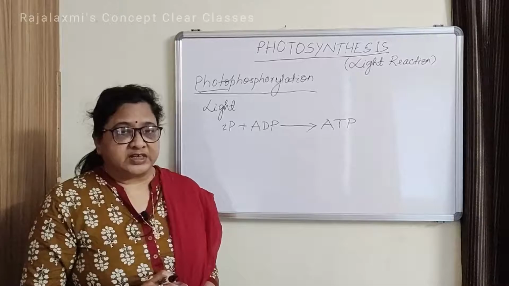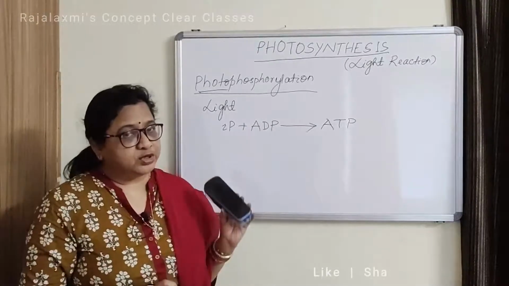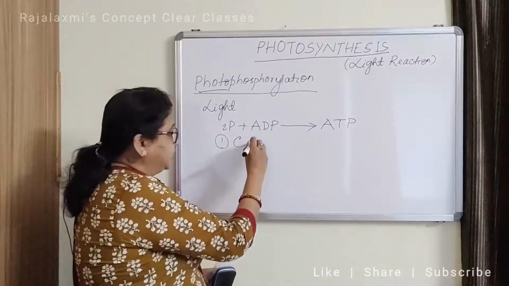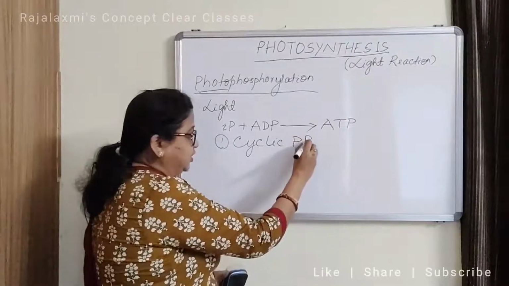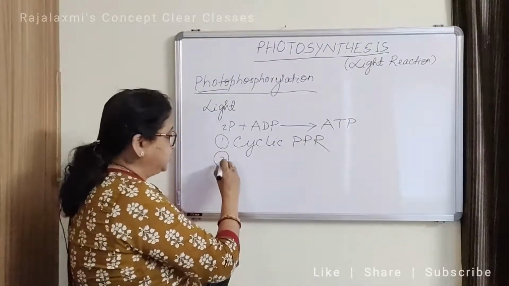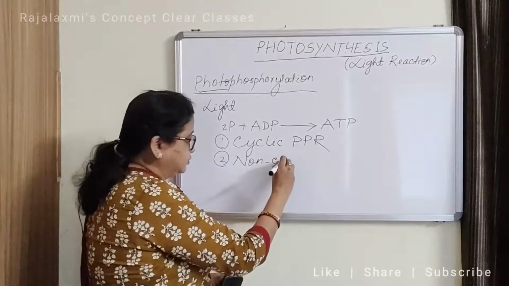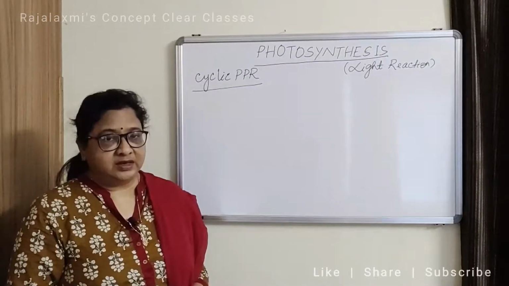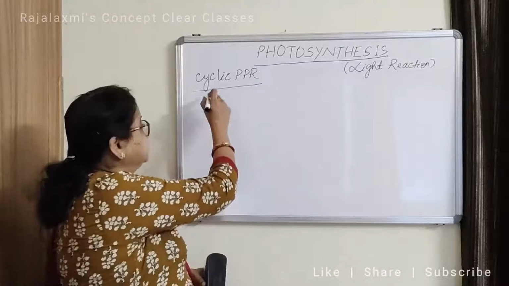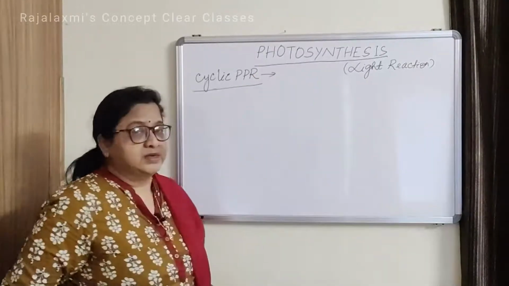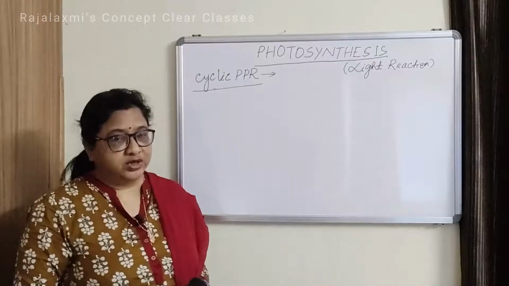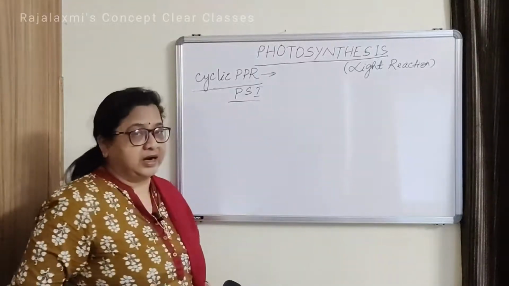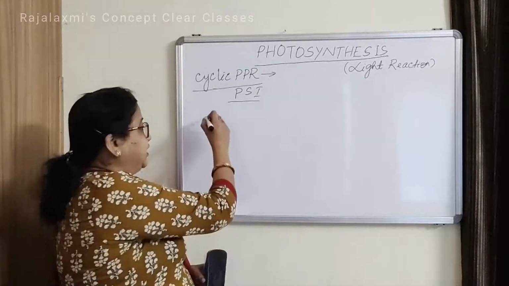Depending upon the transport of electron, the photophosphorylation is of two types. One is cyclic photophosphorylation and the second one is non-cyclic photophosphorylation. First we will see what is cyclic photophosphorylation. Cyclic photophosphorylation involves only photosystem 1 and it takes place in the stroma lamellae.